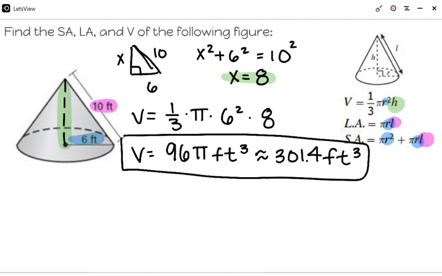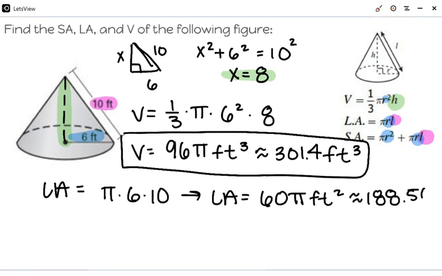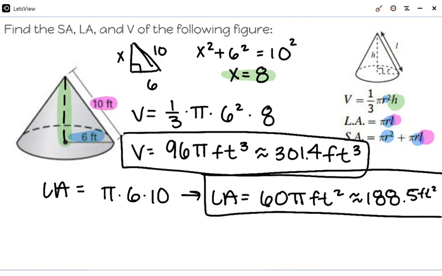All right, up next we have our lateral area, okay? We have pi times our radius times our slant, okay? So our lateral area is 60 pi feet squared. In decimal form, that's 188.5. Oh, I'm going to run out of space for my unit. Feet squared. All right, whoops. There we go. That would be our lateral area.